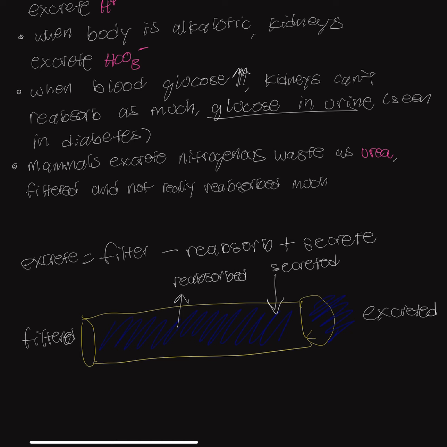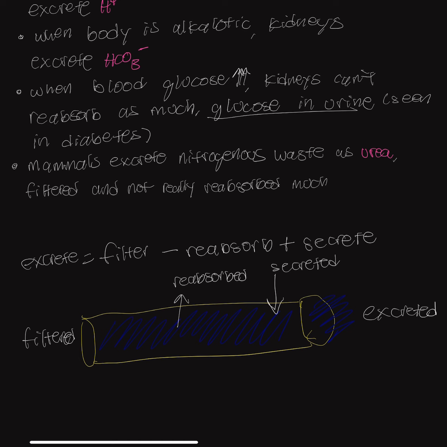So this equation is pretty easy to understand, right? Whatever we end up excreting is equal to what we filter in the first place. We take some stuff back, and then we actually secrete a bunch of other stuff as well. We want to get rid of the stuff we secrete. We want to keep the stuff we reabsorb. It all goes down to that final goal of, pee out the bad stuff and retain the good stuff.